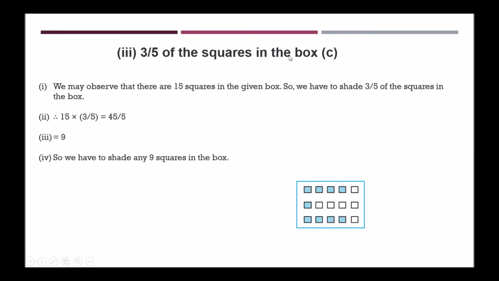Next, 3 upon 5 of the squares we have to shade. So we have observed that there are 15 squares. We have to shade 3 upon 5. So 15 into 3 upon 5, that is 45 upon 5. That is 9. So we have to shade 9 squares in the box.